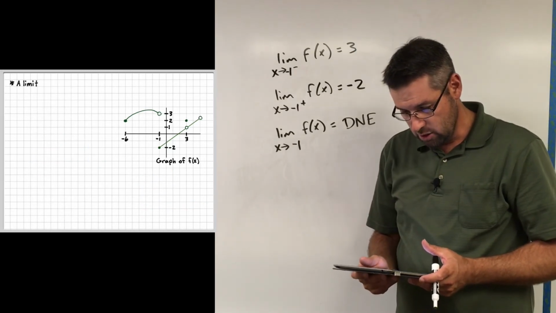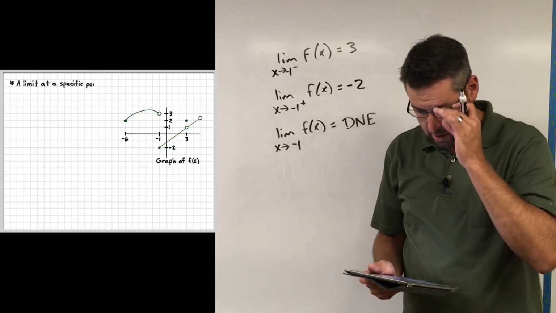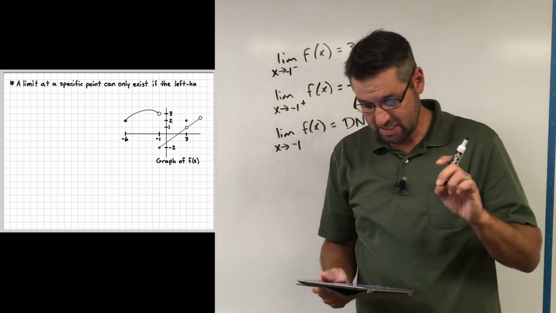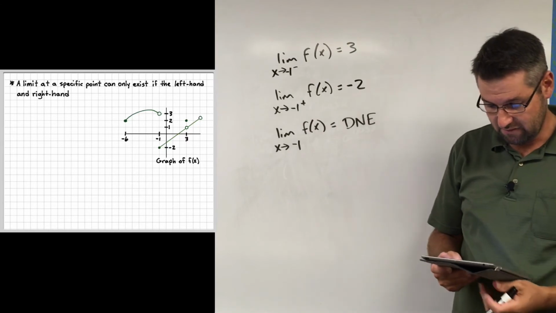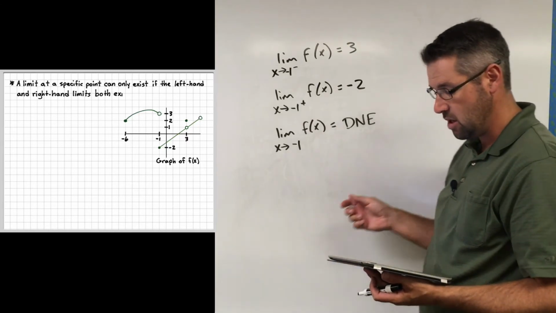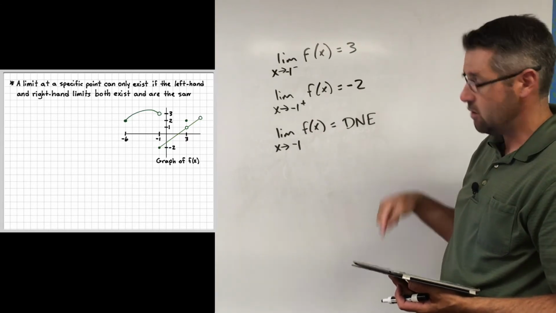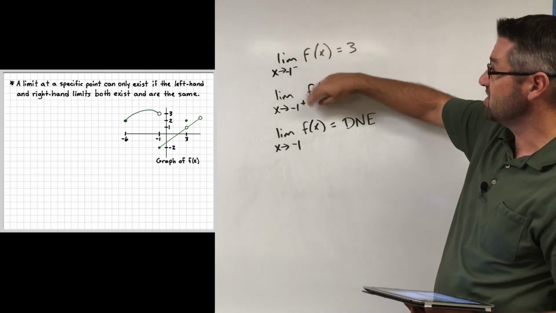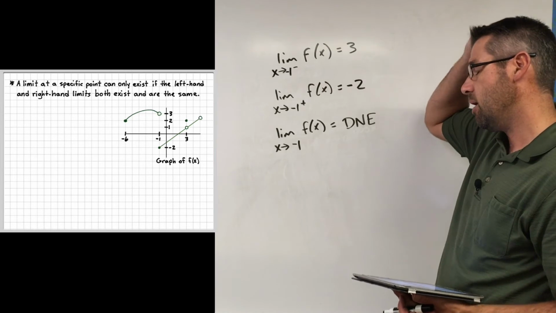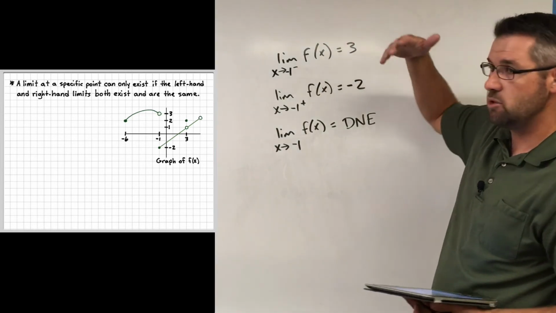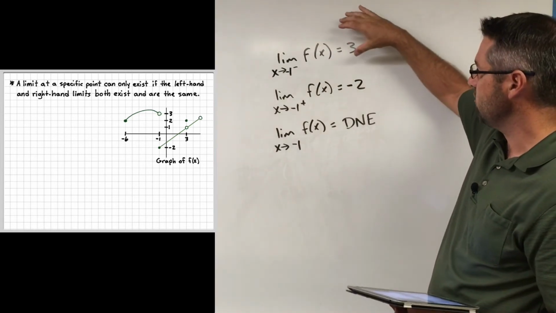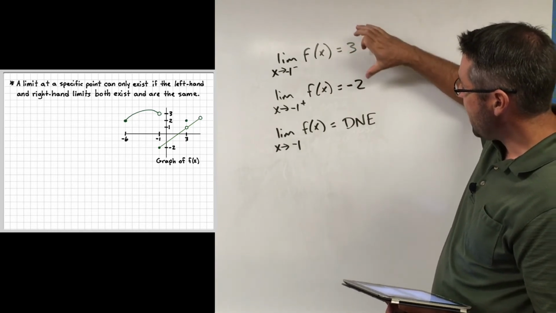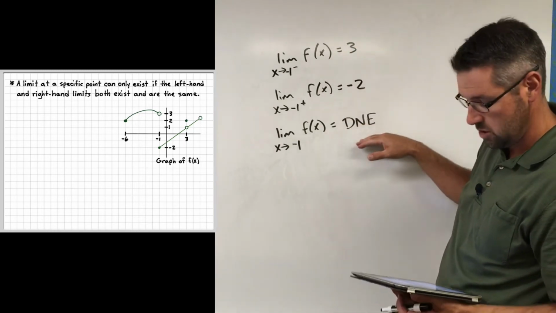Let's go ahead and take a look at another example of this. Okay? And this is important to write down. A limit at a specific point can only exist if the left-hand and right-hand limits both exist and are the same. So we're going to get into these limits not existing at all, specifically when you're talking about asymptotes, but we'll get more into that in the future. These have to exist, and they do because they're numeric values, but they have to be the same in order for this one to exist.